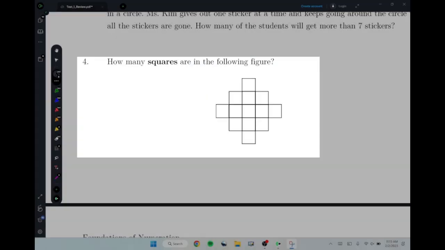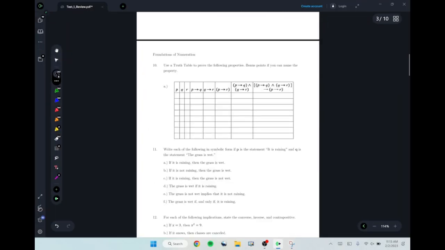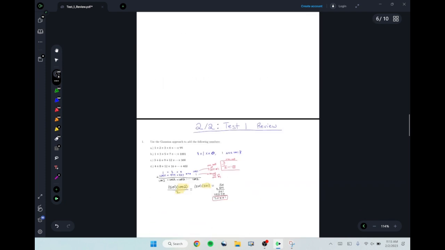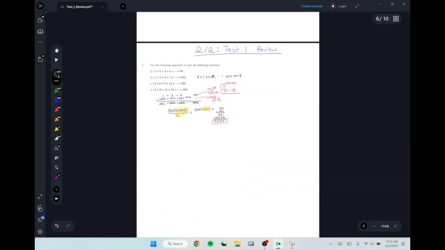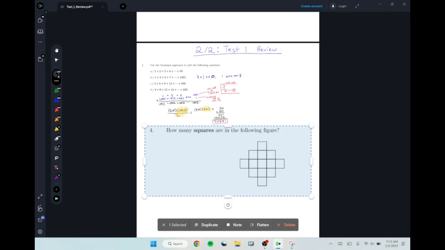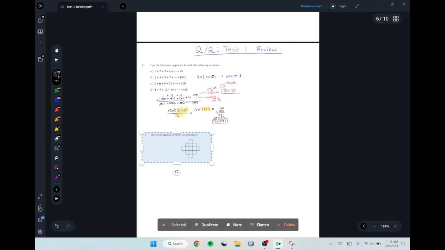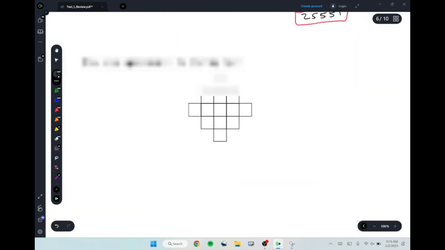So how many squares are in the figure? Personally, this is my favorite type of question. I know it's not the most mathy, but it definitely is puzzle based. And when you're teaching students, you can teach them to think outside of the box or to read carefully. So how many squares are there?